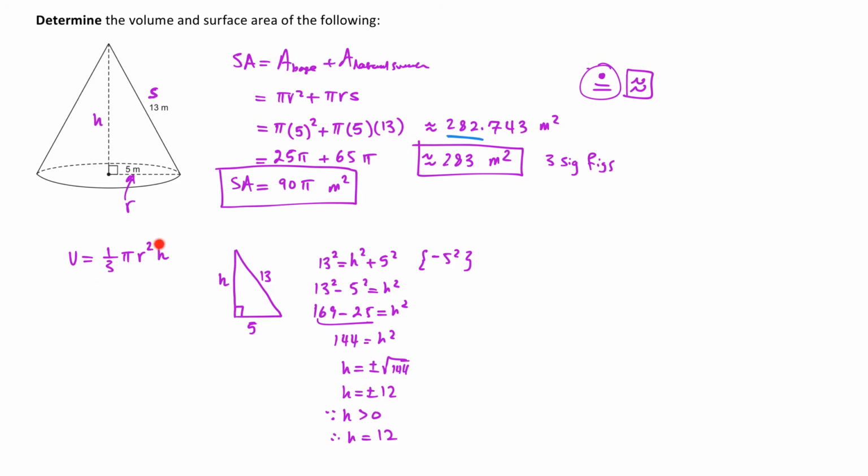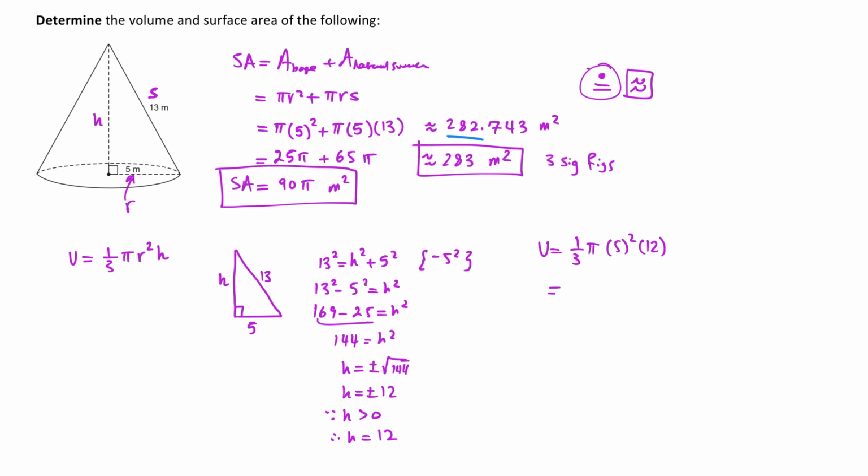Fantastic. So now for my volume equation, I have everything that I need. I have R, I have H, and I can just plug it into my equation. So let's do that over here. Volume is equal to 1 over 3 pi. My R value is 5. Put that inside brackets. Multiplied by my H value, which is 12.